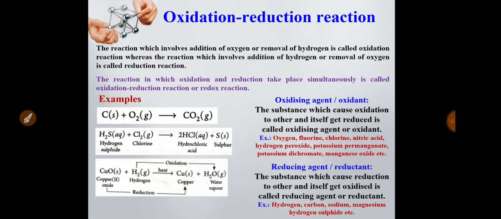Another one is the reducing agent. The substance which causes reduction, or which reduces others and gets itself oxidized, is a reducing agent. Examples are hydrogen, carbon, sodium, magnesium, hydrogen sulfide, etc. And in this reaction we can see that hydrogen gets itself oxidized and it reduces copper oxide. So hydrogen is a reducing agent. So this is all about the 5 different types of reaction.